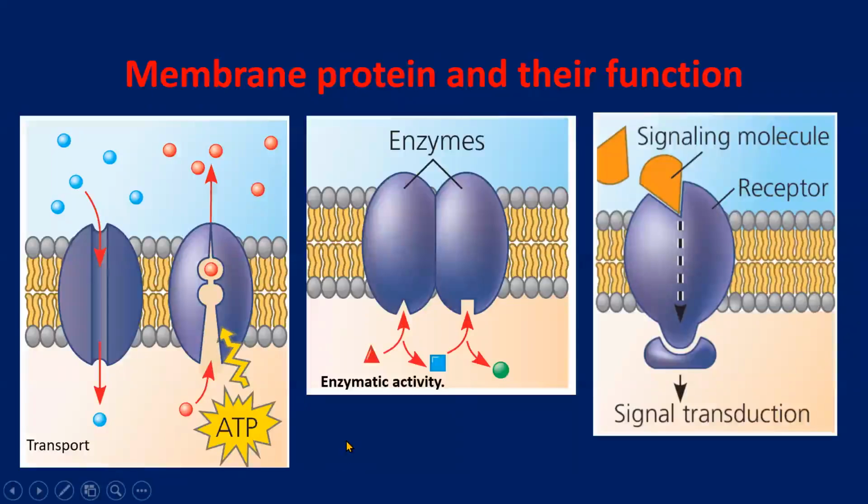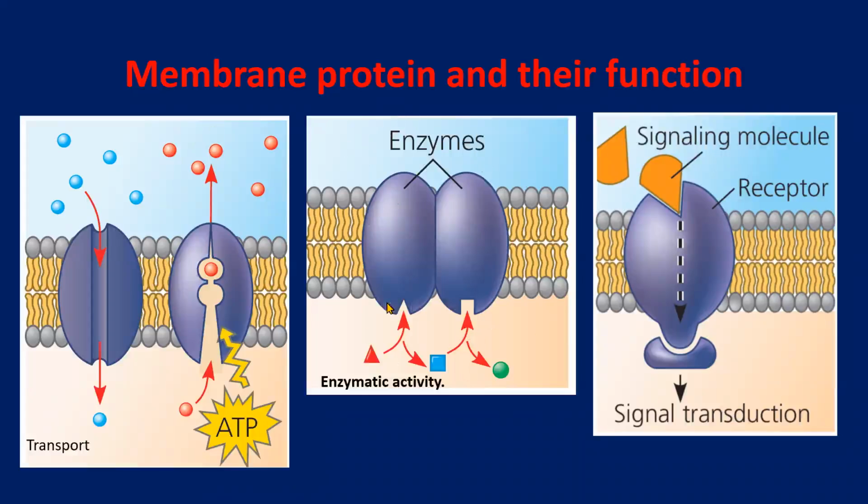So these are the different types of membrane proteins and their particular functions. The first type of protein is called a transport protein, and this particular transport protein can be very selective towards the intake of a few nutrients, and also with the help of ATP hydrolysis it can take out some nutrients or unwanted material from the cell to the extracellular site.